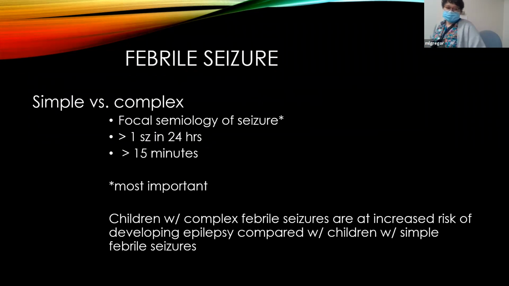So simple versus complex. What makes a seizure complex is having a focal aspect at onset, having the seizure last greater than 15 minutes, or more than one seizure in 24 hours. Of these, the focal onset seizure is the most important because that leads you to think, hey, there might be something in the brain causing this. And so these are kids that definitely need an EEG.